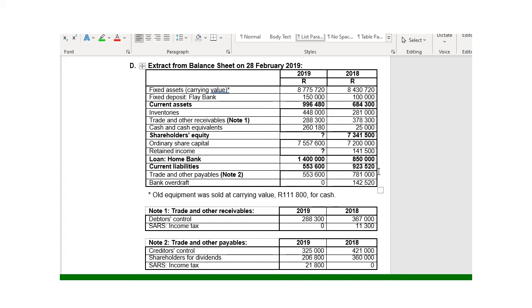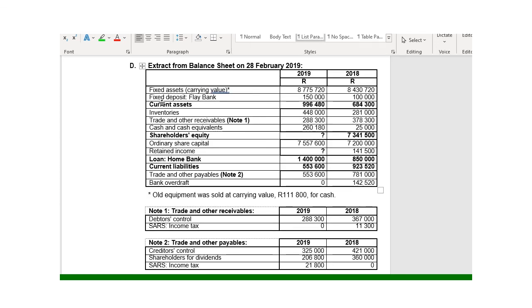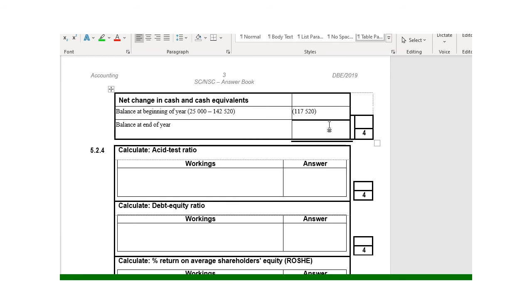So it's 25,000. Let's just show it here. For last year, I had a positive balance of 25,000 minus a bank overdraft of 142,520, and that gave me a negative balance of 117,520 for last year. This year was fine. It was all under the receivables, or all under the current assets, 260,180. No liability. So I can simply put it in. It's a positive balance, 260,180.